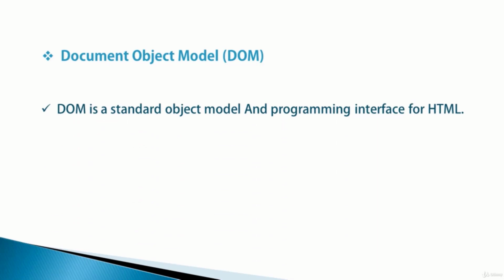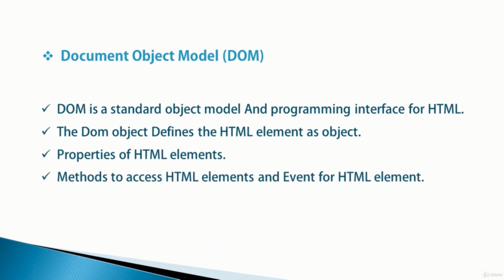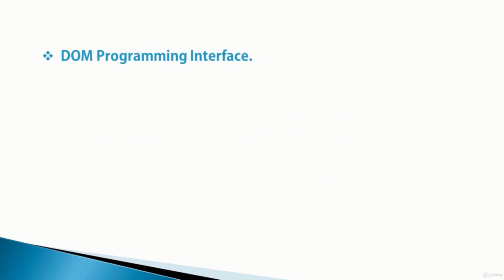So, the DOM is a standard object model and programming interface for HTML. The DOM object defines the HTML elements as objects, and also defines properties of HTML elements, methods to access HTML elements, and events for HTML elements. So basically you can do everything with HTML elements using the document object model. In the document object model, methods are actions performed on HTML elements, and properties are values which you can change or set.